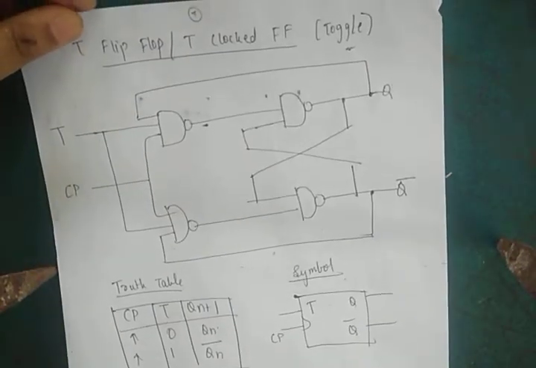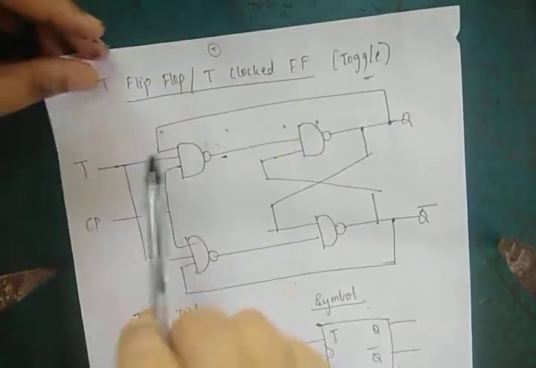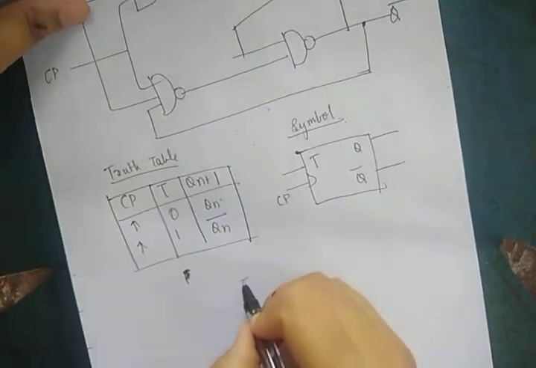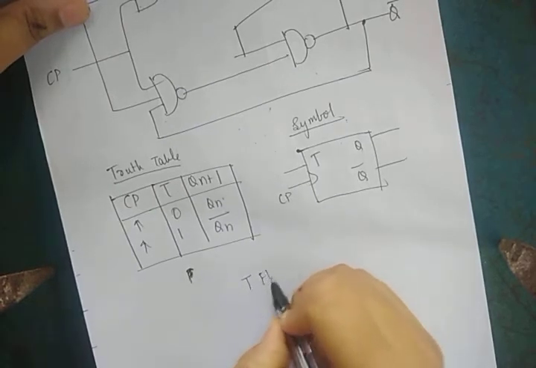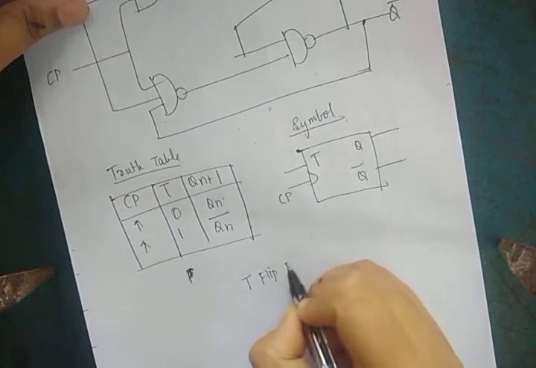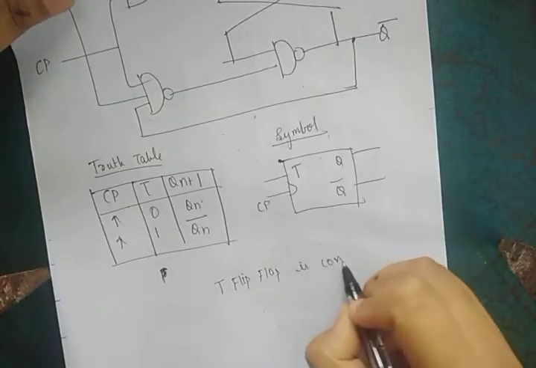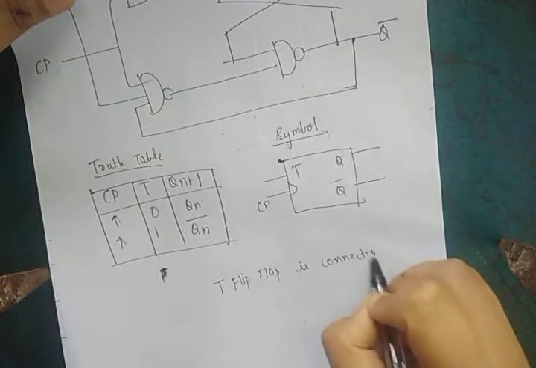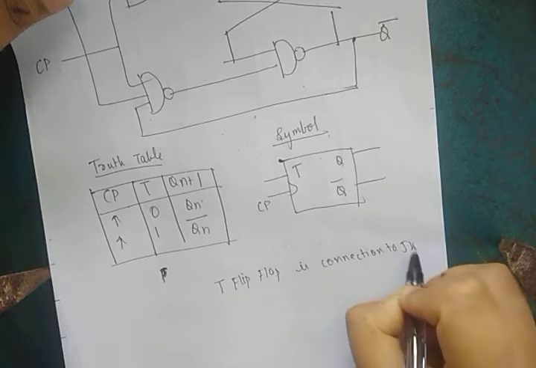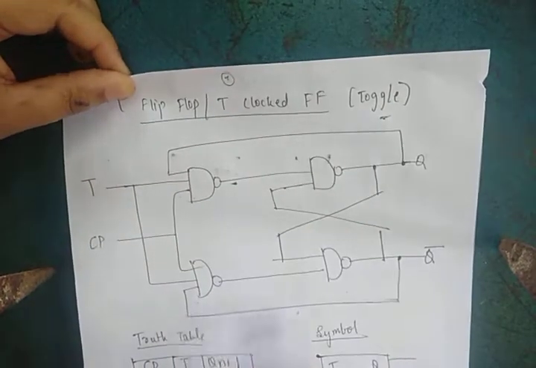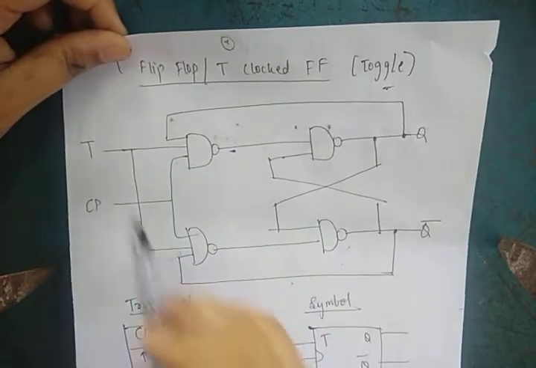Next, this is over. Last type of flip-flop, T flip-flop, that is toggle flip-flop. T flip-flop is nothing but a connection to JK. It is similar to JK. As you can see here, it is similar to JK. This is connected here, but instead of J and K, here I have only T.